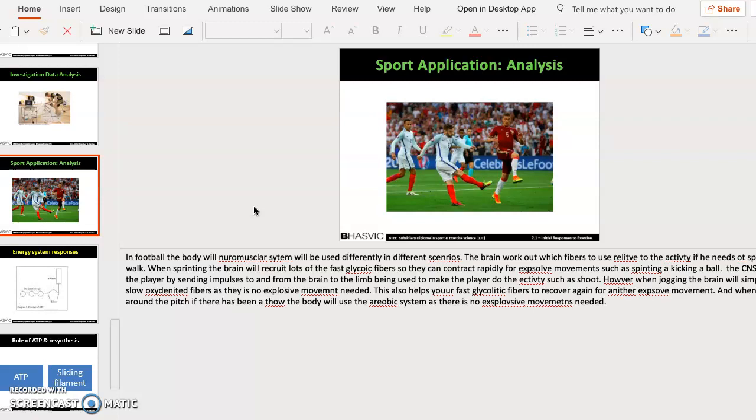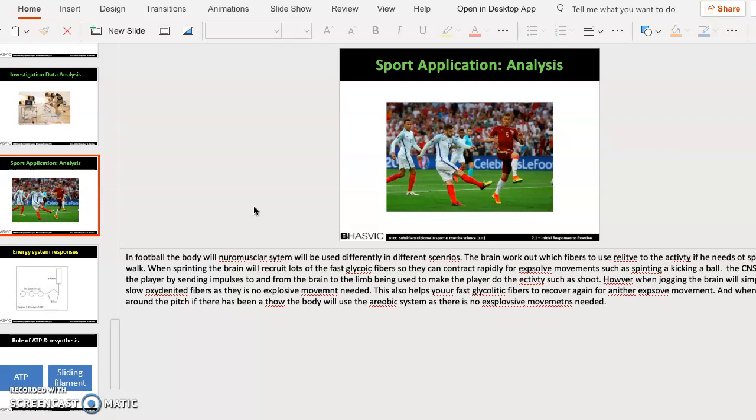The CNS will also help the player by sending impulses from the brain to the limb being used to make the contraction to make the player do the activities such as shoot. However, when jogging, the brain will simply recruit slow oxidative fibers as there is no explosive movement needed, and we can use the aerobic system whilst doing this.